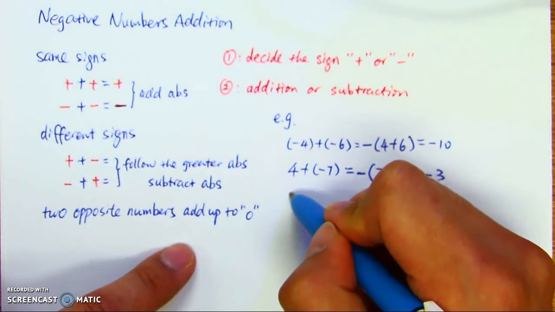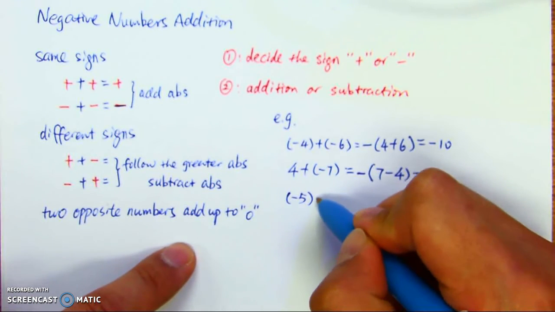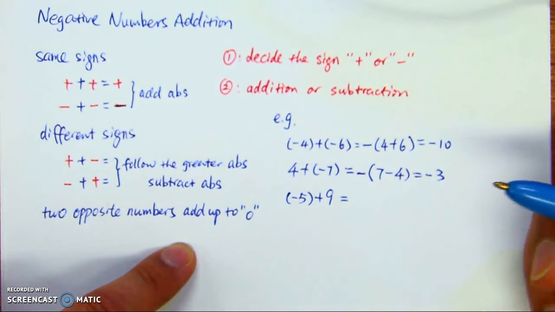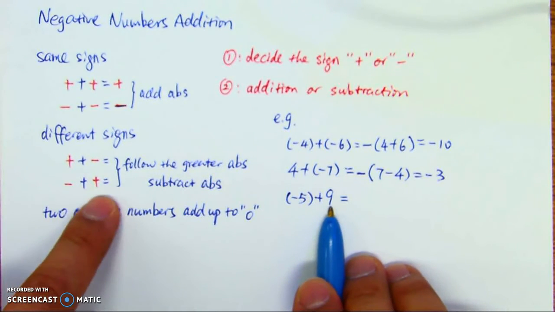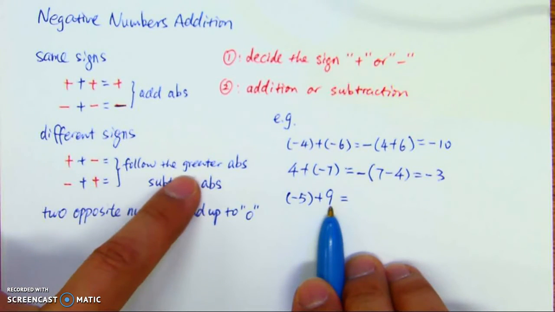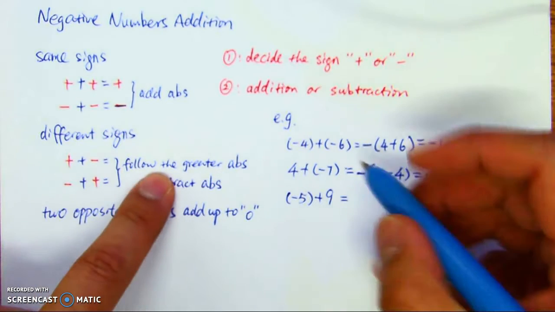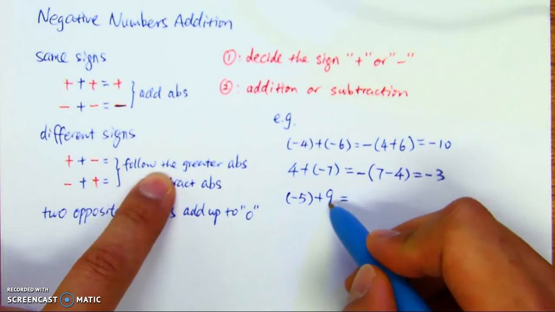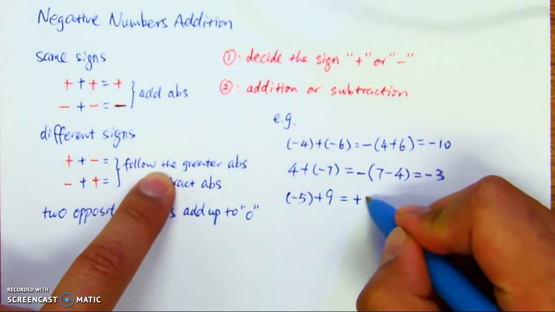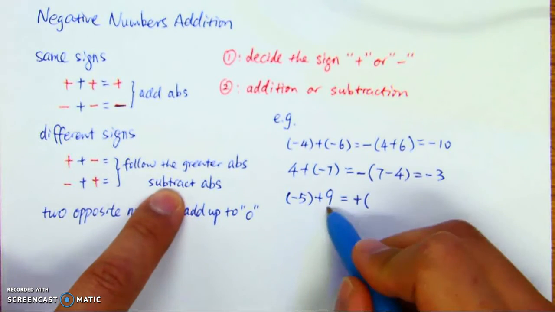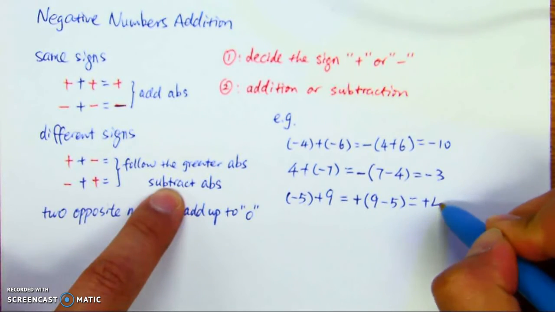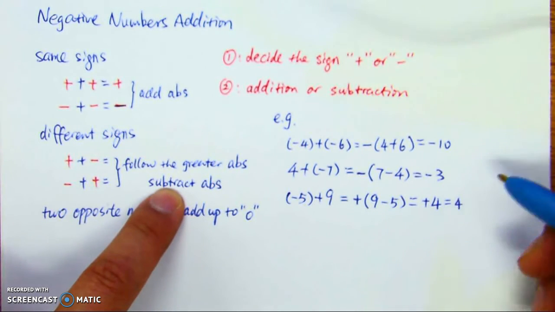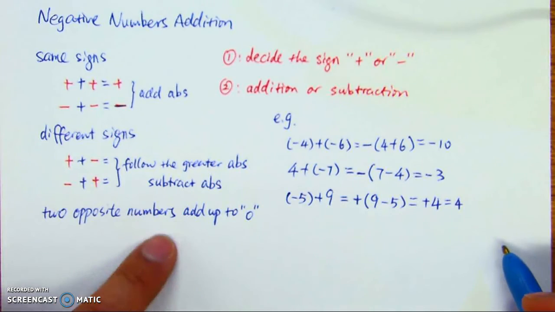Next one. -5 plus 9. Now we say this is negative plus positive. We need to follow the greater absolute values. We follow this rule. So the greater absolute value is 9. So 9 is positive, so the final sign is positive. And then we do subtraction. 9 take away 5. So the answer is +4. Or you can write 4. It doesn't matter which way you write.